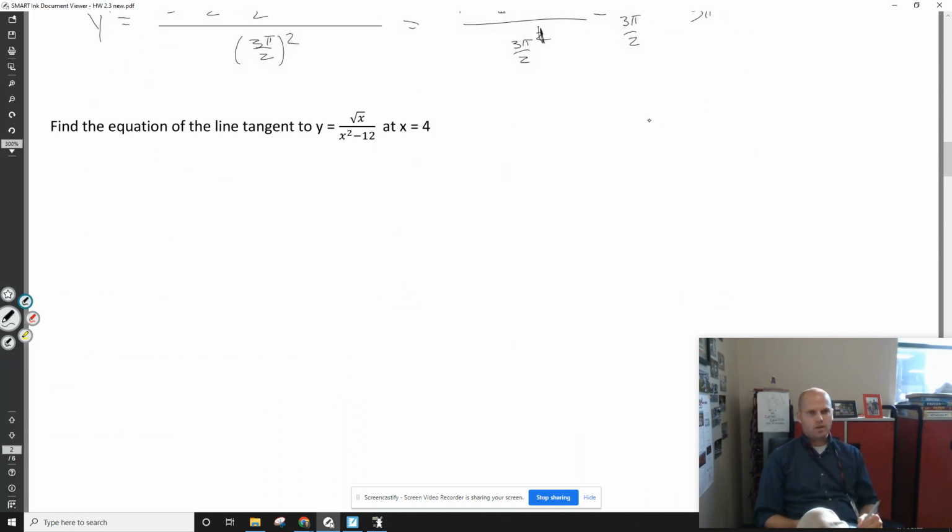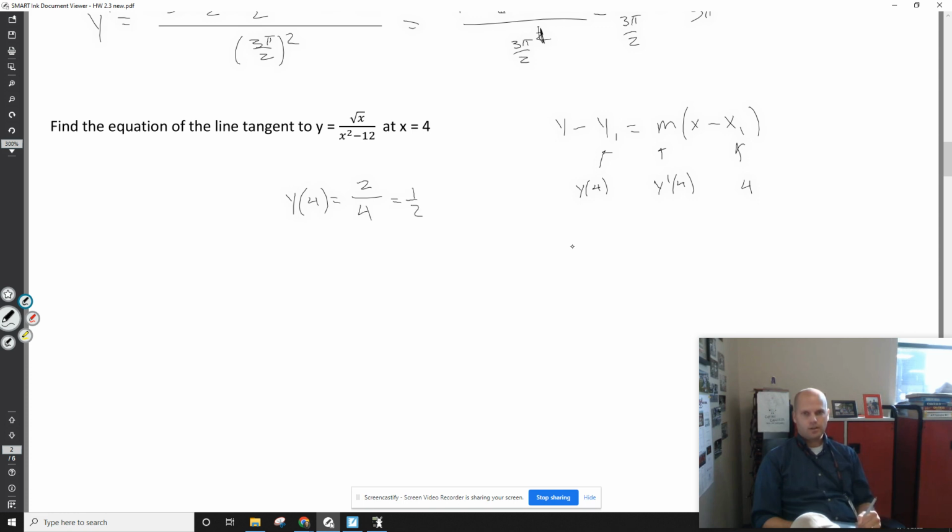Okay, same thing here. Find the equation of the tangent line. So let's start with what we're trying to find. Again, slope will come from my tangent slope generator, its y value. X is going to be 4. Y1 will be the point on the function at 4. So we got to do two things. We got to plug in 4. Square root of 4 is 2. 4 squared is 16. 16 minus 12 is 4. So I get a half. So that's going to go there.